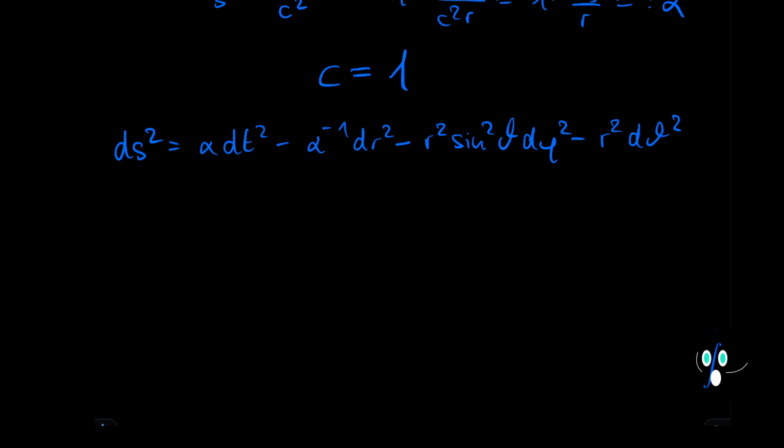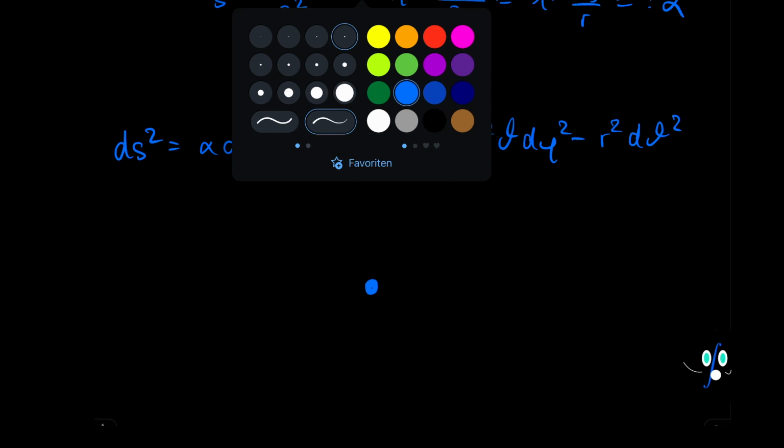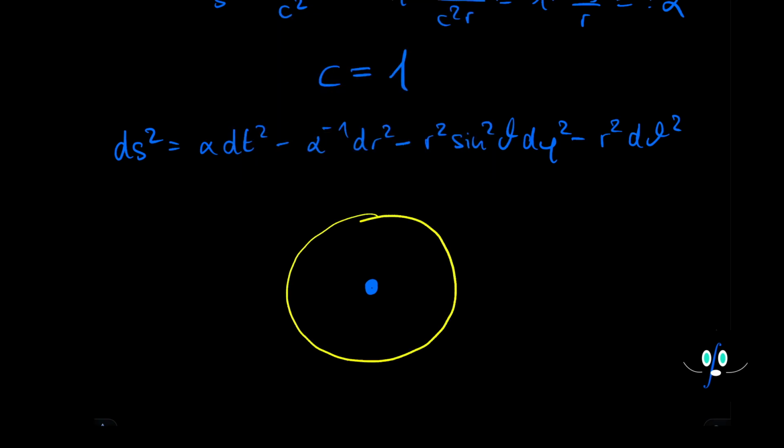So next thing, how are we going to find out about the circular orbit of the photon? So let's imagine a black hole. The black hole is this blue thing here, and now we have a photon orbiting it, so let's have a circle here. First of all, we have a radius r, and this is the angle phi that the photon is traveling.